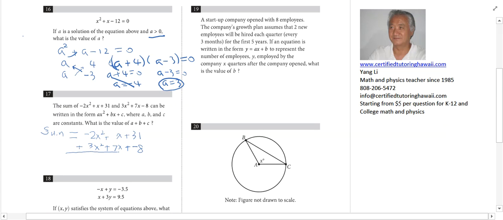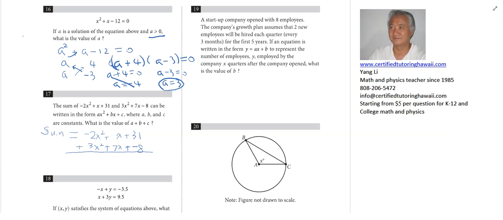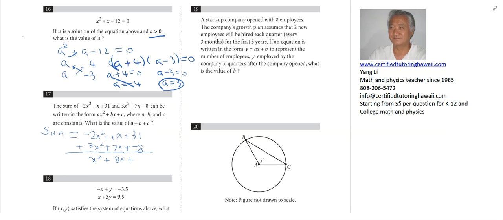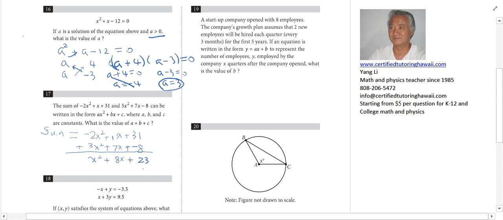So when you add them, what happens? You can see that negative 2 plus 3 will be just x squared. And then plus, this is the 1x, this is 7x, that would be 8x. And then this is a plus 31 minus 8, right? So 31 minus 8, you get 23. And this coefficient is 1.